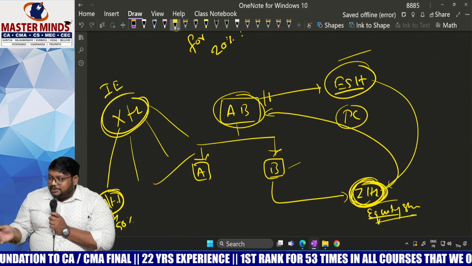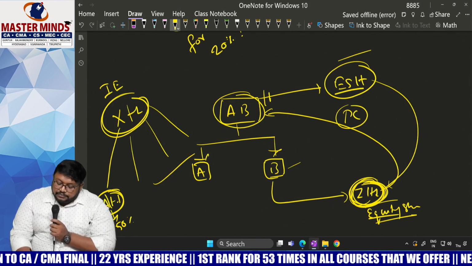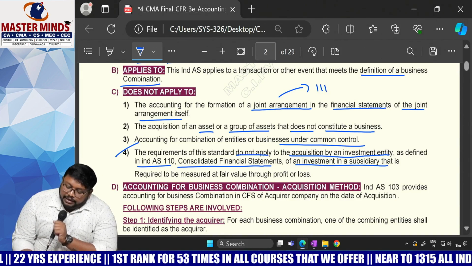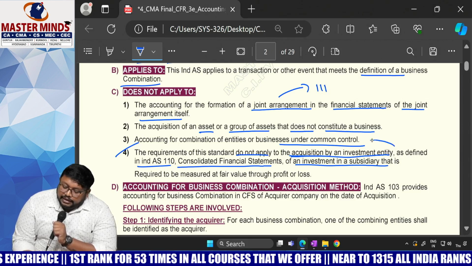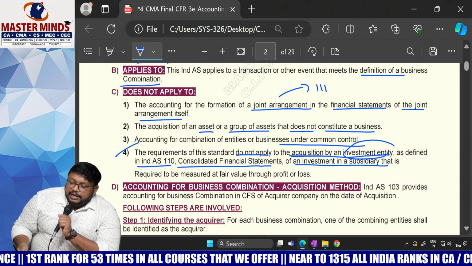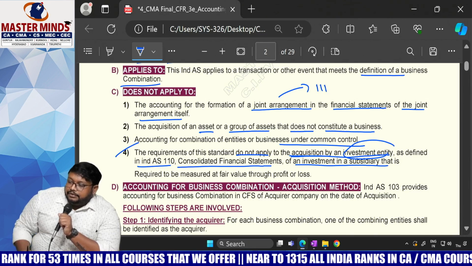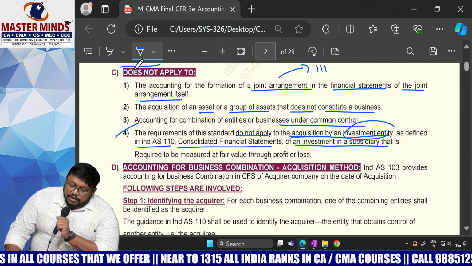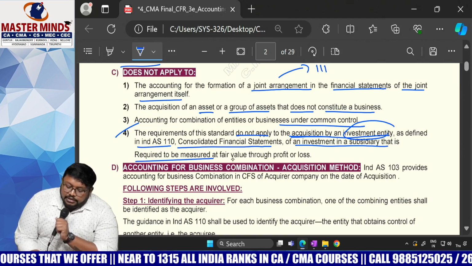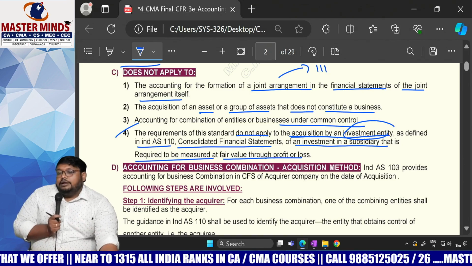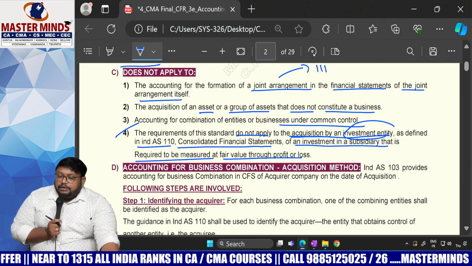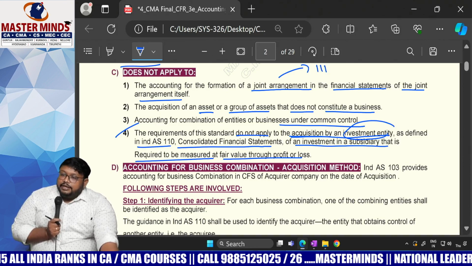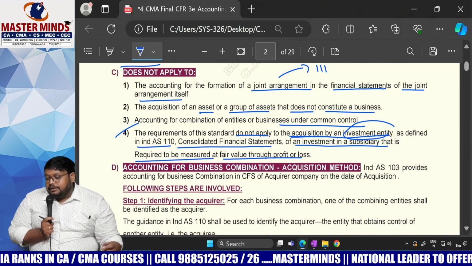More than 50% means subsidiaries only. In such a case, Ind AS 103 will not apply. So see here, the requirements of this standard do not apply to the acquisition by an investment entity as defined per Ind AS 110. What is the investment entity? The definition is clearly given in Ind AS 110, the next topic, as I told you. There we will discuss the definition of investment entity. Investment in a subsidiary is required to be measured at fair value through profit or loss. They are not recognizing it in the balance sheet; instead they recognize it at fair value through profit or loss. Whether they get profit or loss, accordingly it is recognized in the profit and loss account.